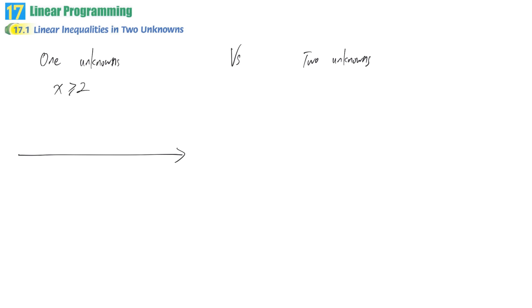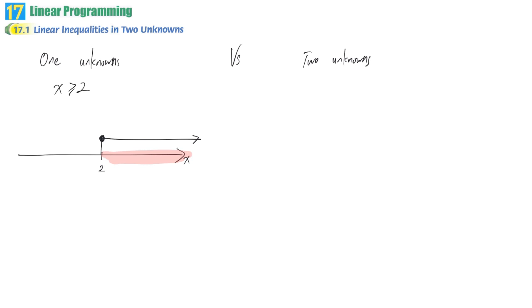That means we have one axis only, and that axis is x because only x is involved. Then we need to have a boundary at 2, and the region that fulfills our requirement is the right hand side region of 2, because we say x is larger than 2. So this is the graphical presentation for inequalities with one unknown.